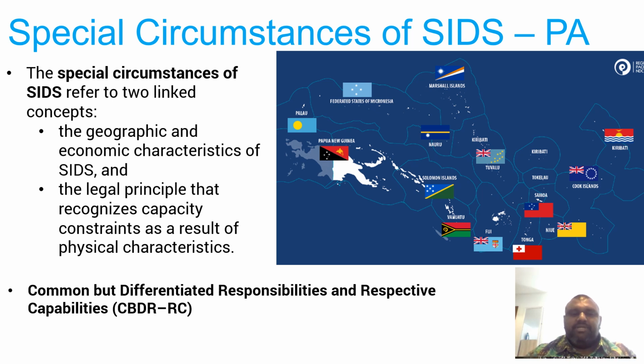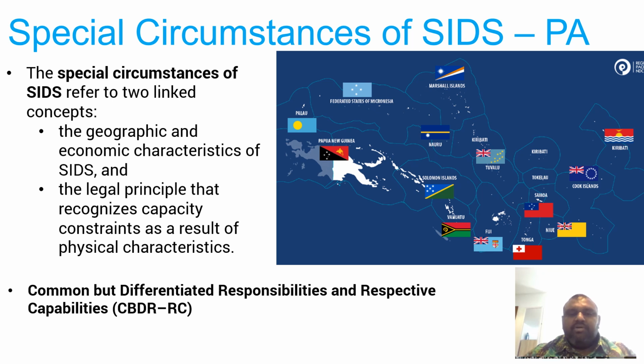The second principle is the common but differentiated responsibilities and respective capabilities, what is normally called CBDR-RC. Common but differentiated responsibilities and respective capabilities is a principle within the United Nations Framework Convention on Climate Change that acknowledges the different capabilities and differing responsibilities of individual countries in addressing climate change.